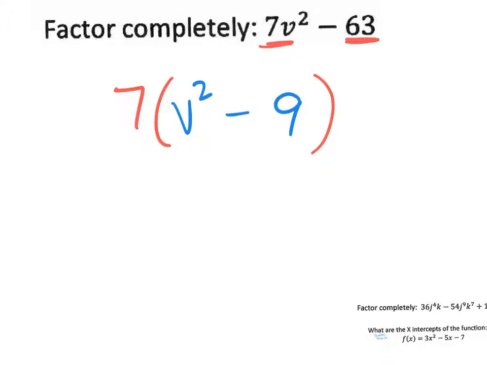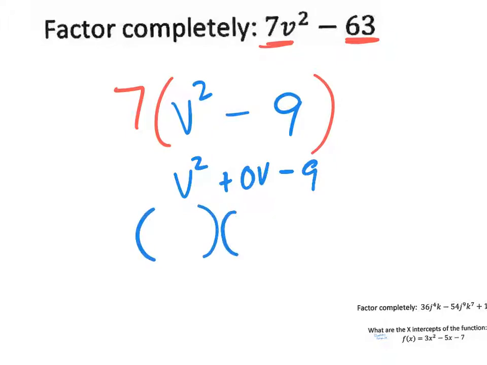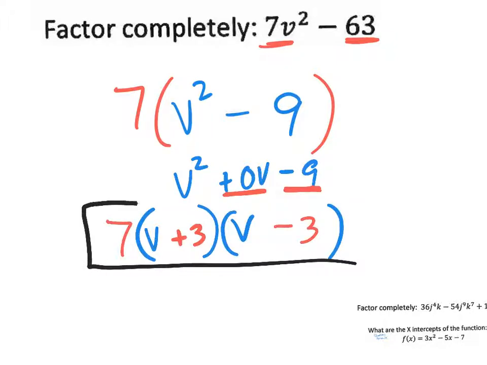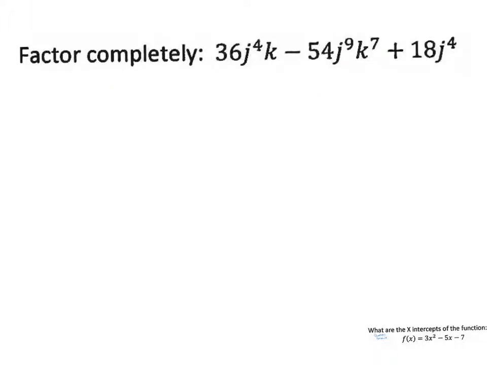Or you could think of it as, okay, v squared, there is no middle term, so you could put a 0v if you want, and then minus 9, and then you could think, okay, what times what is the c value that if I combine together is the b value, which means that there is no b value, which means 0. So what times what is negative 9 that if I combine together is nothing? That would be a positive 3 and a negative 3. And then you bring down the 7 out in the front, and there's your final completely factored form answer. So that one's pretty easy as well. You pull out the 7, and then you continue factoring on the inside. Some say factor completely, but all there is to do is pull out the GCF.